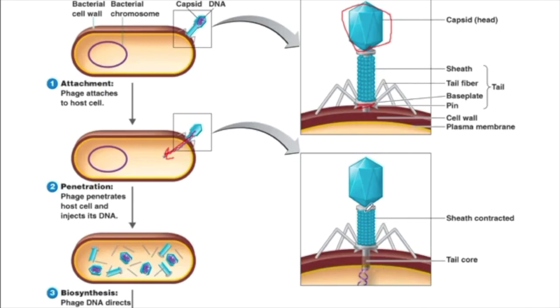Once it attaches, the sheath will contract. So if you look at it, there is a reduction in length. As it contracts, it releases the genetic material into the cell. Once the genetic material enters the cell, it starts directing the synthesis of the early proteins and serves as a template to make more copies of itself, as you can see here. It's making copies of its capsid as well, and copies of the sheaths that will constitute the tail.